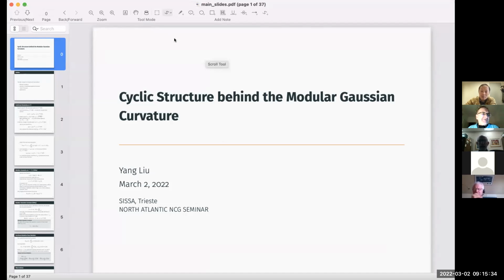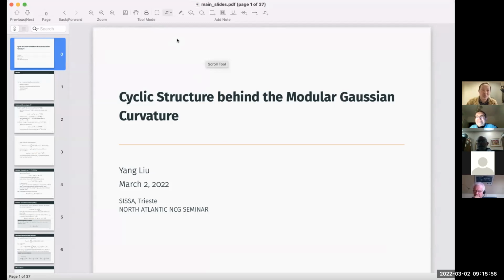So we start our spring semester, and our first speaker is Yang Liu from SISSA. Hopefully, in a few months, he will be from IMPAN. It's quite likely. And the title is Cyclic Structure Behind the Modular Gaussian Curvature. The floor is yours, take it away.